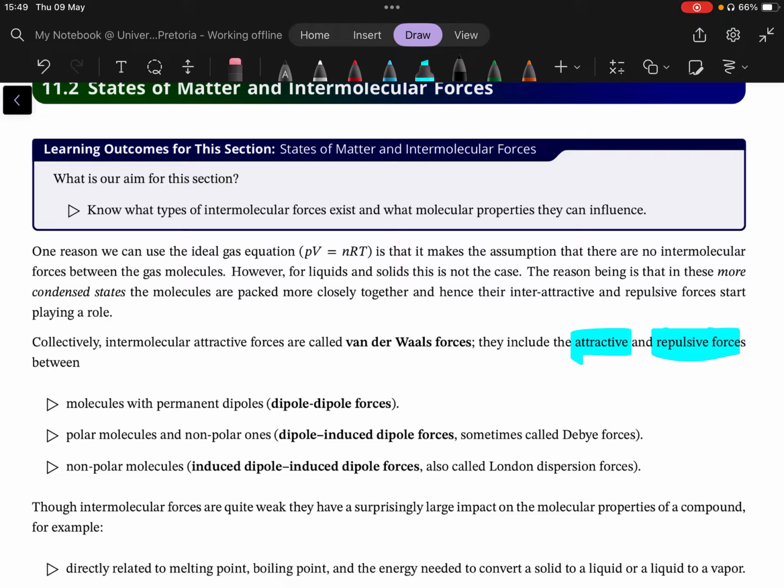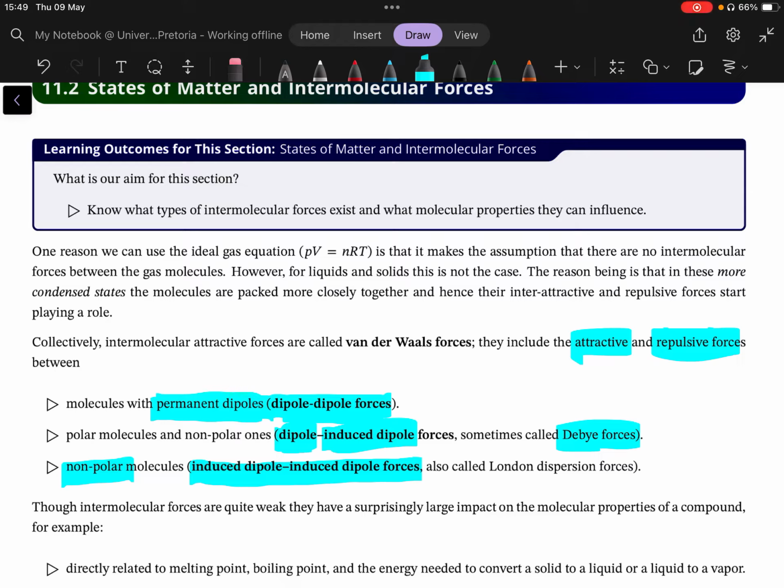Things with permanent dipoles, in other words a molecule that has a strongly electronegative element and ones that are more electropositive, interact via something called dipole-dipole forces. If you mix molecules where you have a dipole and it can induce a dipole in another one, you get dipole-induced dipole forces. They're also called Debye forces. And of course, you can get induced dipole forces.